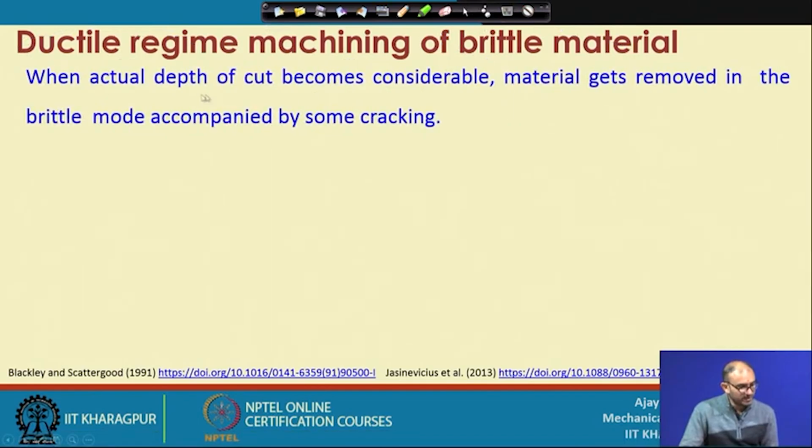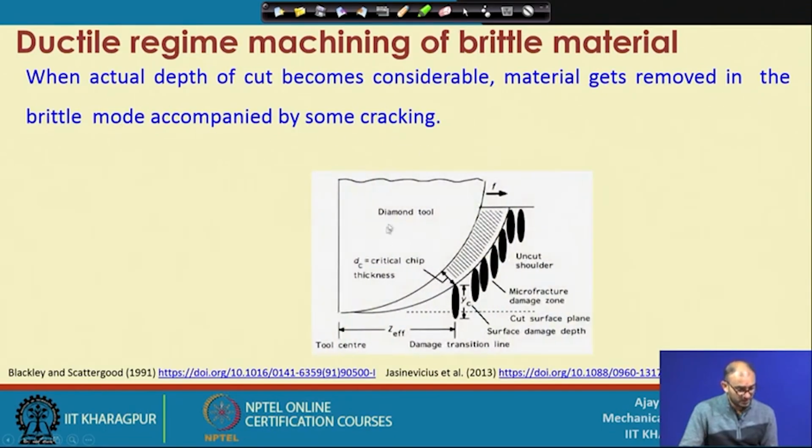Right. So, when the actual depth of cut becomes considerable, meaning when it is higher, then material gets removed in the brittle mode accompanied by some cracking. So, we have to work within that area. Now, this is the very classical figure, and mostly it is used for explaining ductile regime machining of a brittle material. What does it tell us?